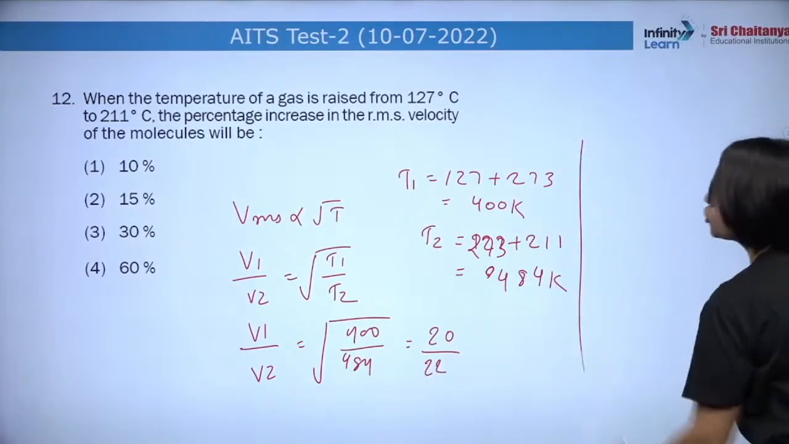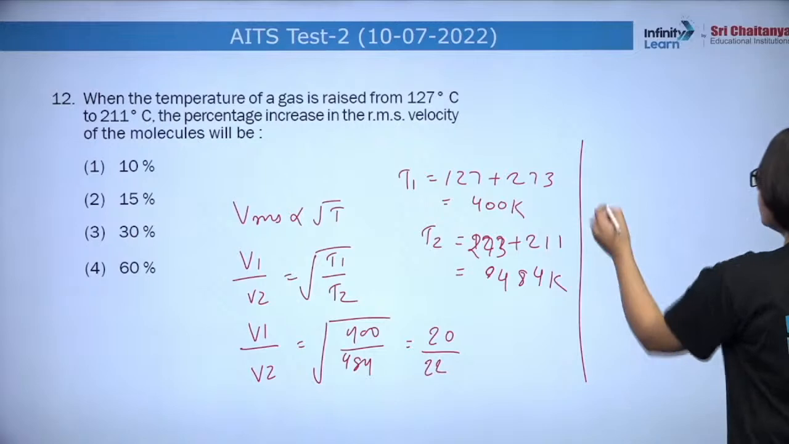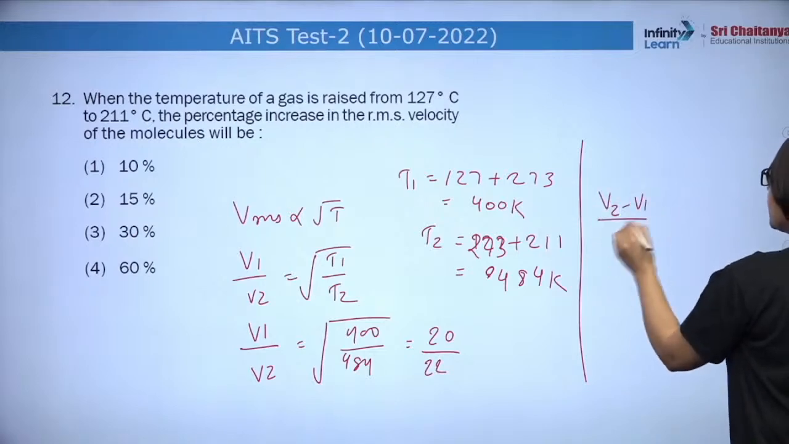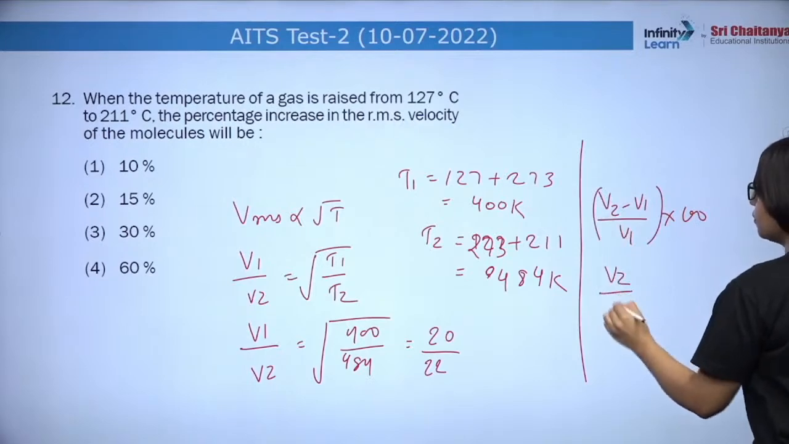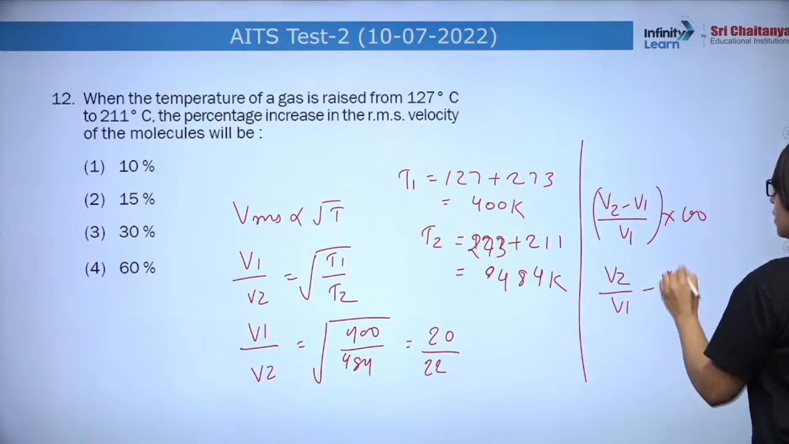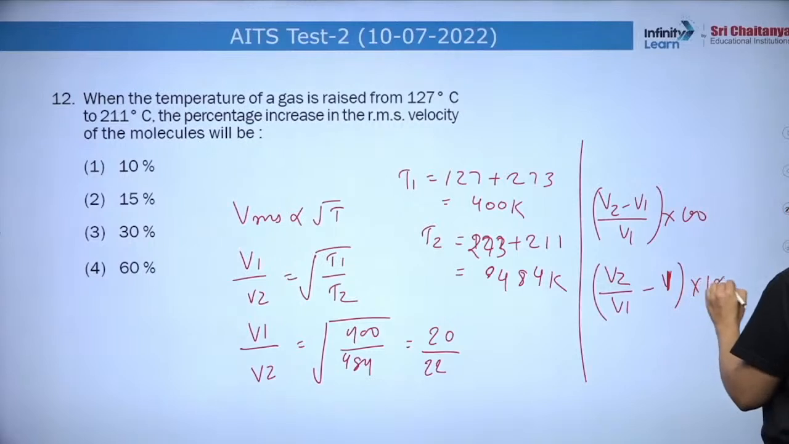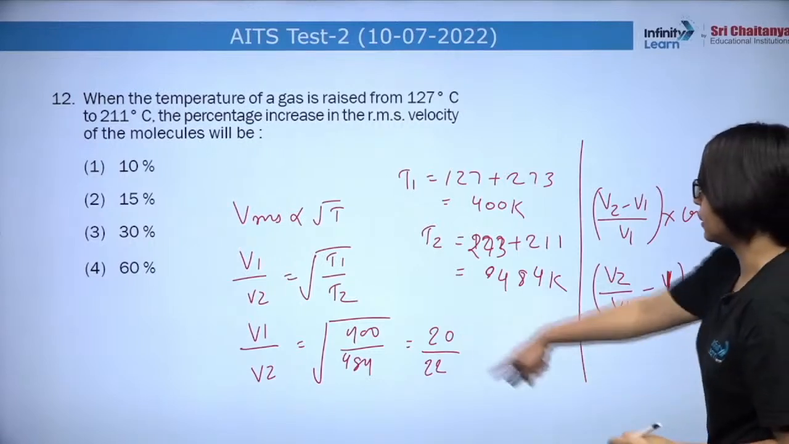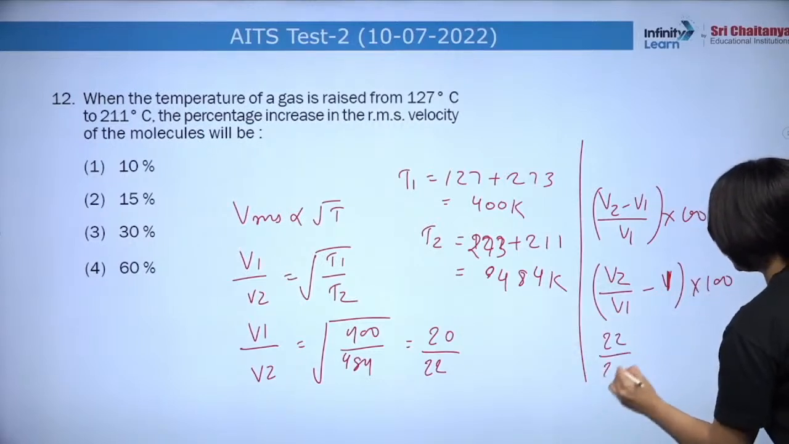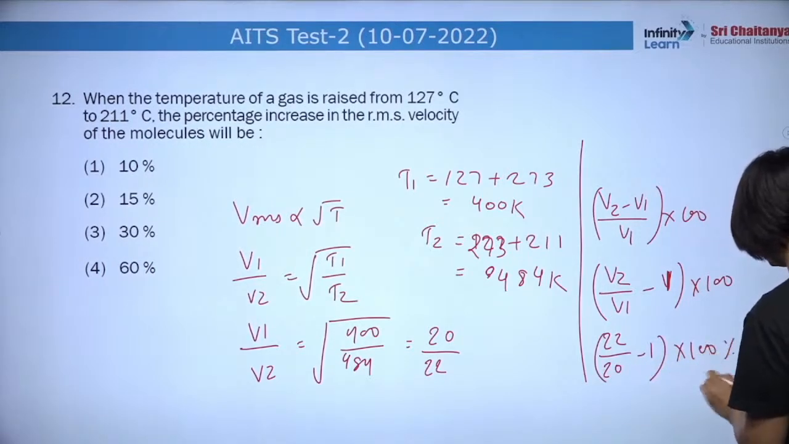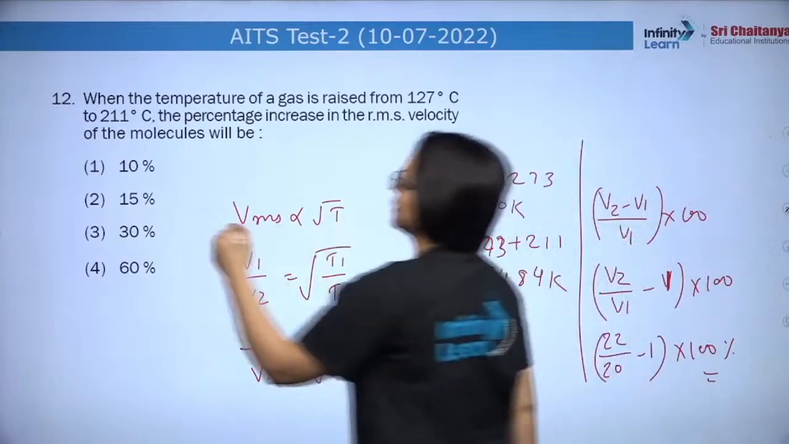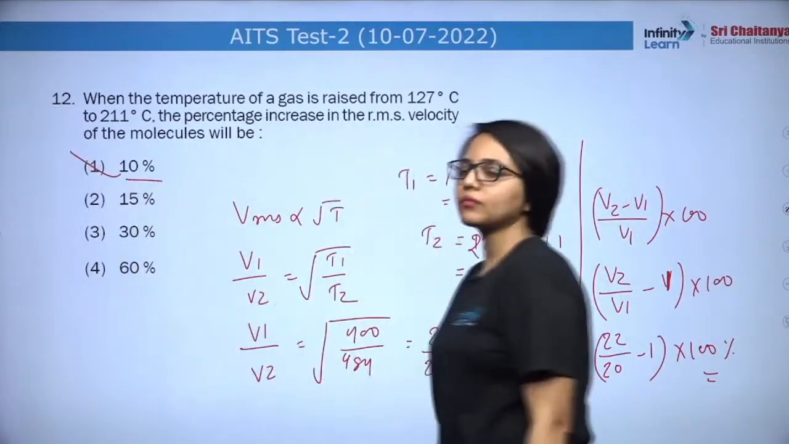So percentage change in velocity is (V2 minus V1) divided by V1 into 100. So you can write it as (V2/V1 minus 1) into 100%. V2/V1 is 22 divided by 20 minus 1, into 100%. So this will give you an answer of 10%, which is option 1.